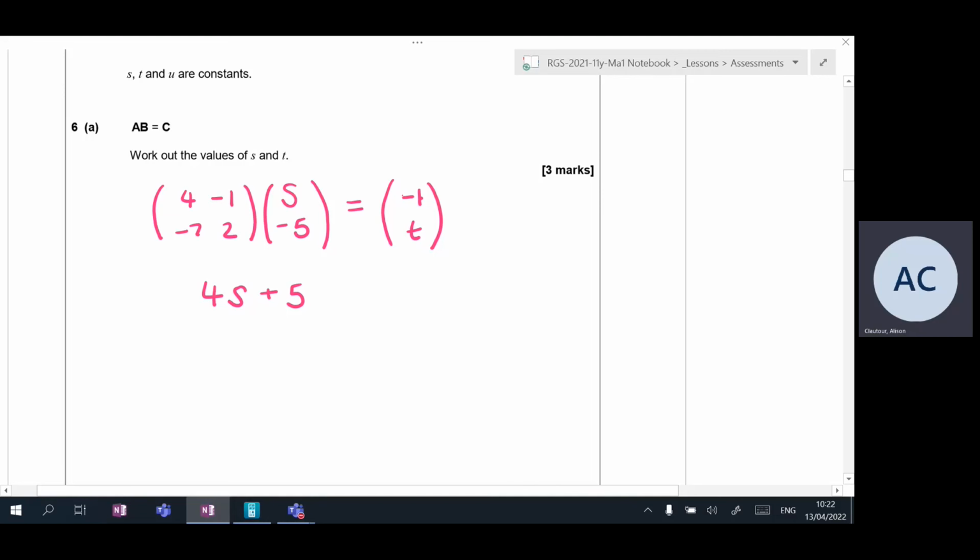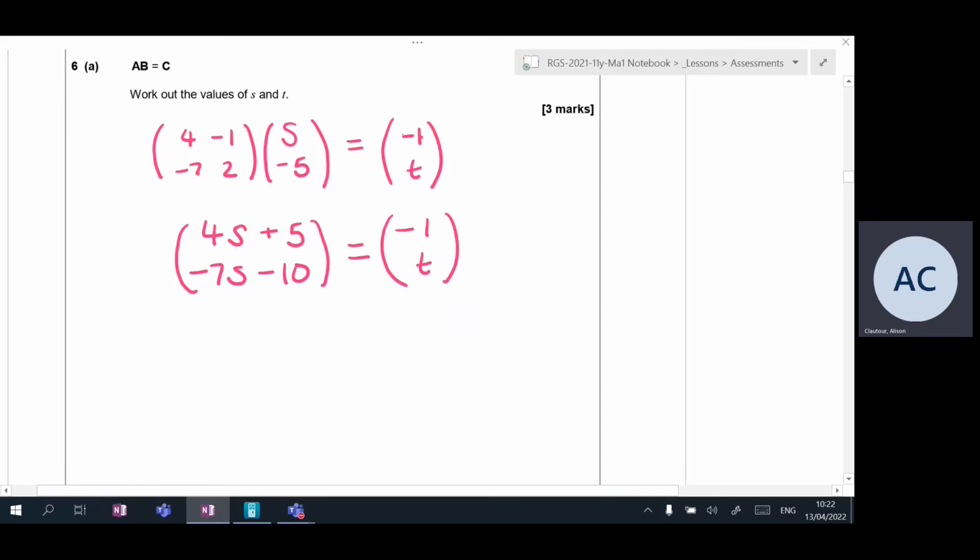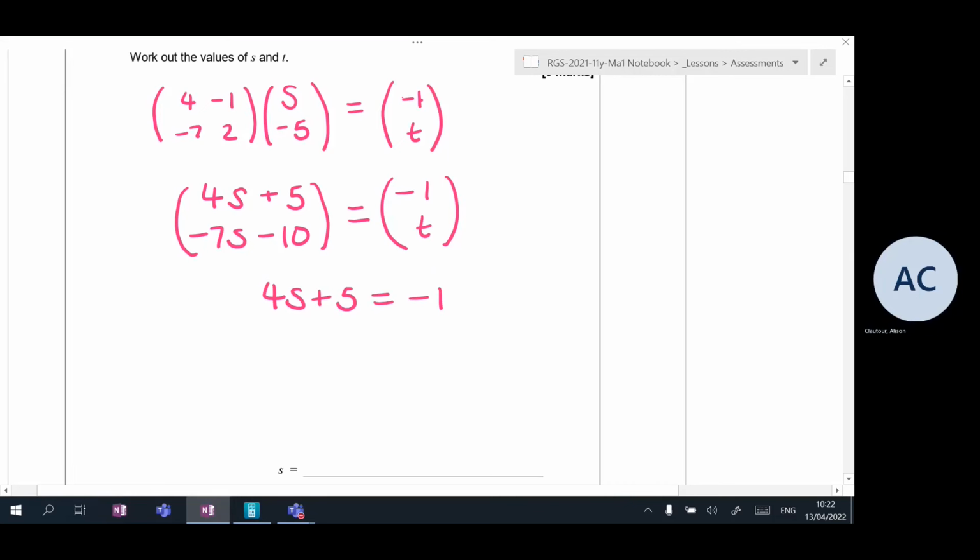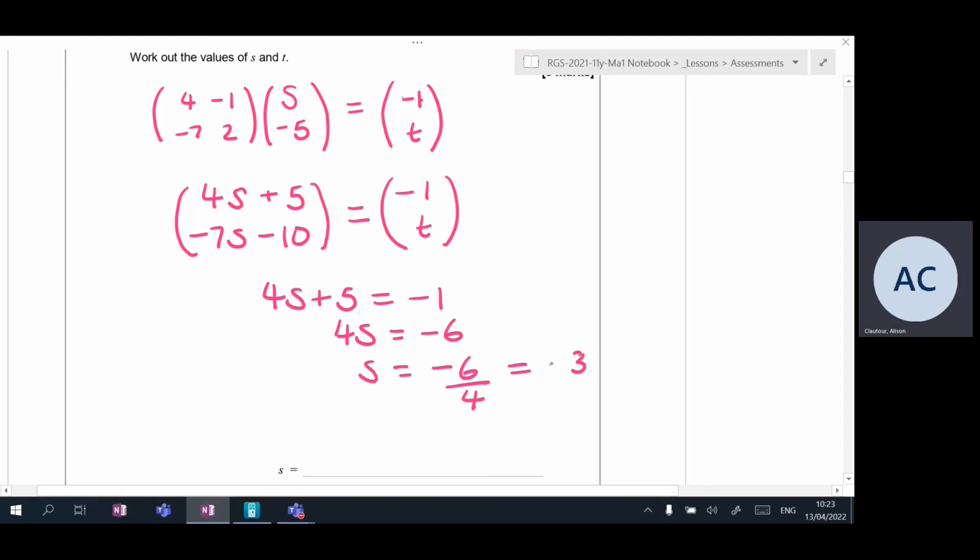Is my first one. And I've got minus 7 times S. And 2 times minus 5 is minus 10. So that is going to give you minus 1t. So if I look at my top row, I can work out the value of S because I'm solving 4S plus 5 equals minus 1. So 4S is minus 6. So S is minus 6 over 4 or minus 3 over 2.